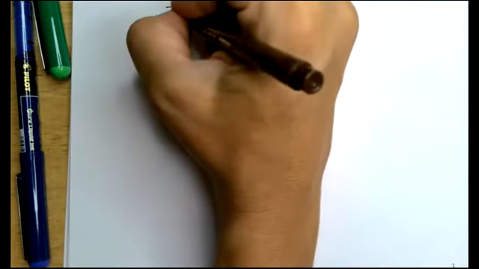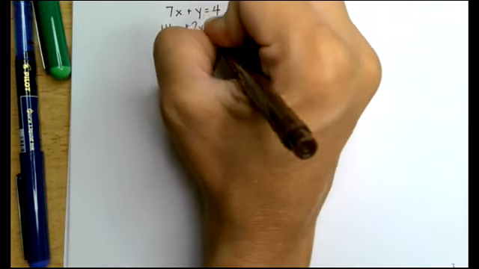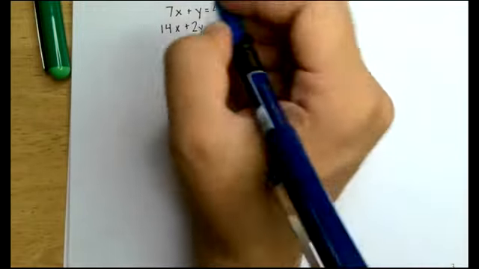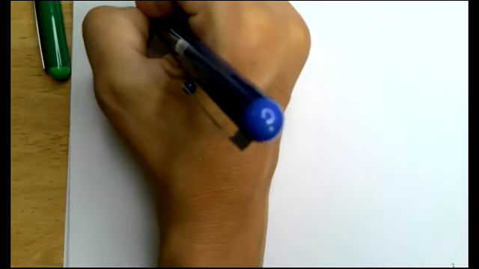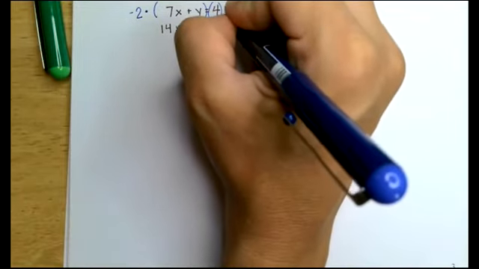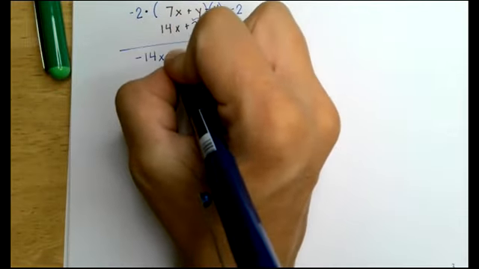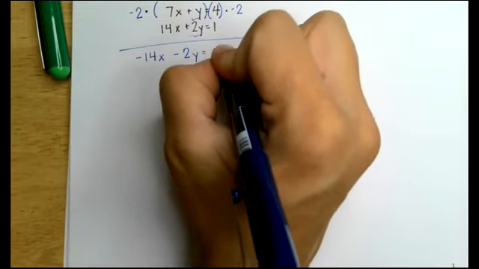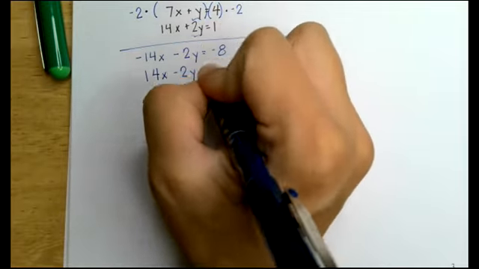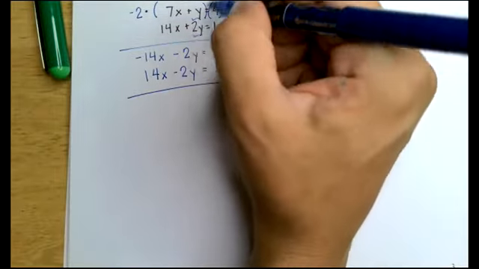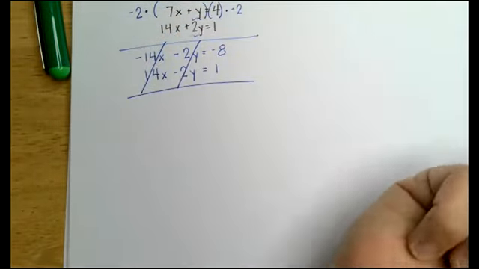7x plus y equals 4 and 14x plus 2y equals 1. So if I wanted to eliminate, the y's look smaller. So I need to turn this guy into a negative 2y. So now I have negative 14x minus 2y equals negative 8, right? And this one stays the same. 14x plus 2y equals 1. Oh no, I only wanted to eliminate y, but I inadvertently also eliminated the x.